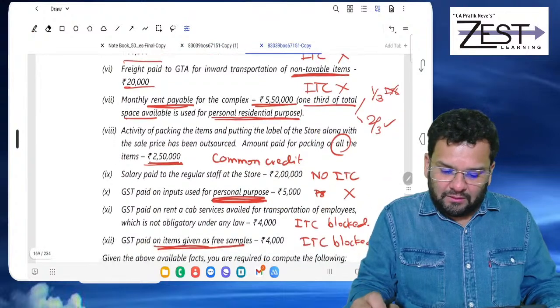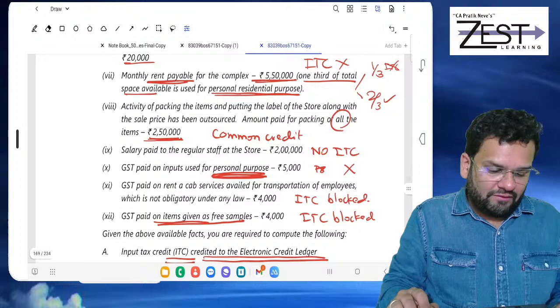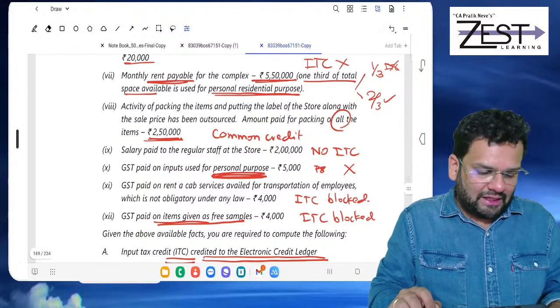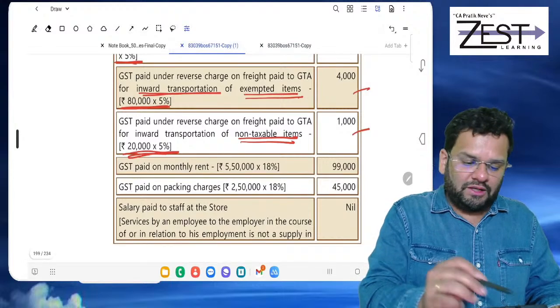Monthly rent paid was 5,50,000. On 5,50,000, calculate at 18%. What is 5,50,000 into 18%?